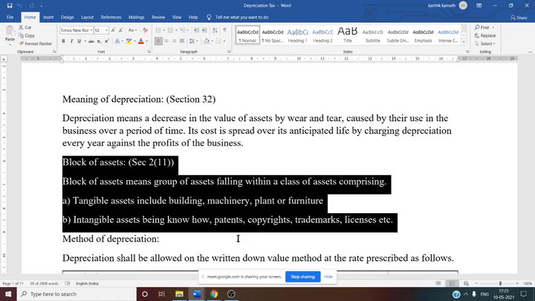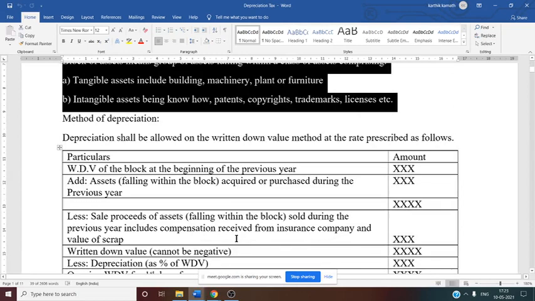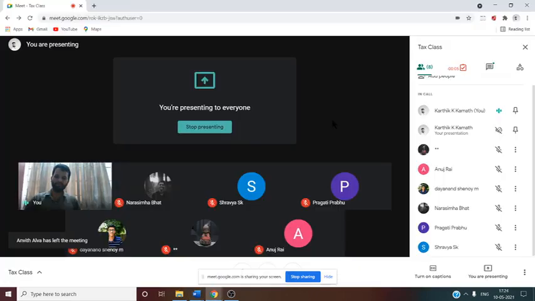So first we know the meaning of depreciation. Then we discussed briefly block of asset, section 2 clause 11. Next, we have to see the method of depreciation. This format is very essential from the point of view of examination. Why? Because as per this format we are calculating the depreciation value. First we have to remember one thing, that is WDV, the written down value method. Under depreciation there are various methods. The SLM method, that means the straight line method, is there.